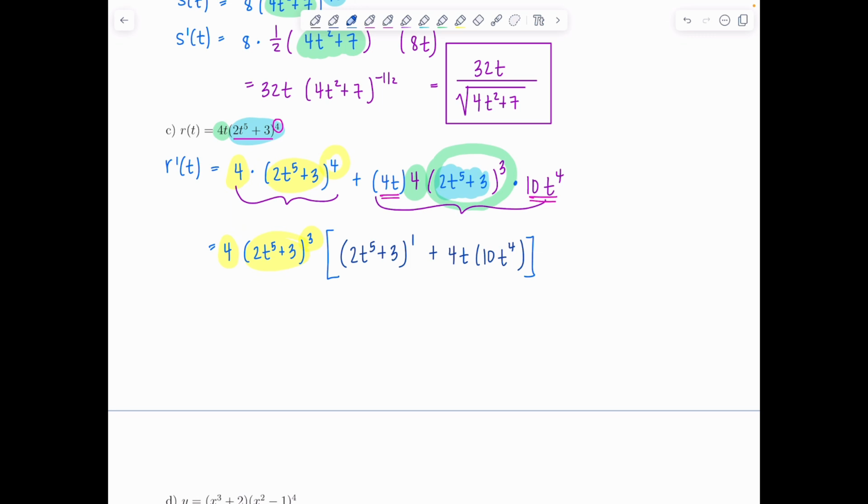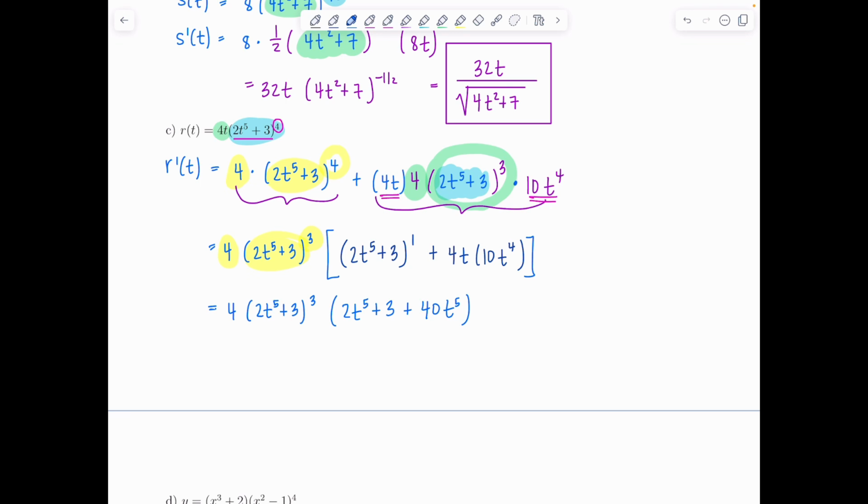Nice. Leave everything factored on the outside. So 2t to the 5th plus 3 cubed. Now inside here, this is 2t to the 5th plus 3. I don't need the parentheses. It's just to the 1st. Plus, now this is 40t to the 5th.